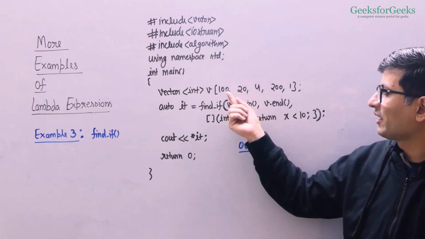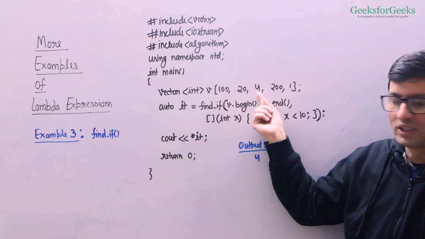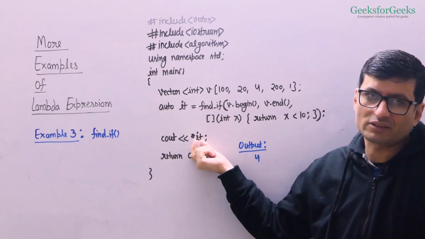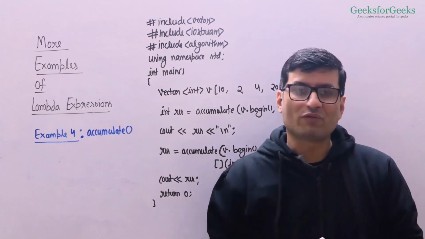And what we get, first value less than 10 is 4. So we get the output as 4 for this program. We have simply printed the value at this address. Let's now see our example 4 of lambda expressions.